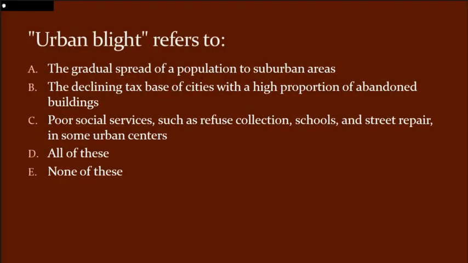Okay, so when we talk about urban blight, this urban decay, what is it referring to? The gradual spread of a population to suburban areas, the declining tax base of cities with a high proportion of abandoned buildings, poor social services such as refuse collection, schools, and street repair in some urban centers, all of these or none of these. Well, if you think about what we just talked about, it's all of these things. Urban blight is a combination of this declining tax base, which leads to poor social services, which leads to a gradual spread of a population outside of the city.